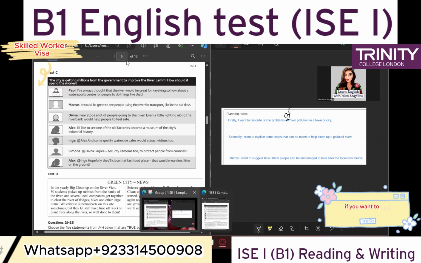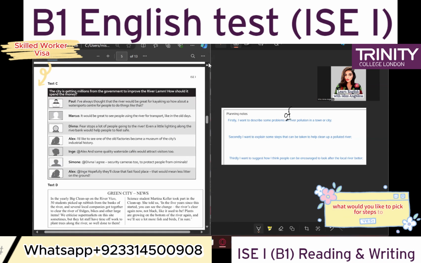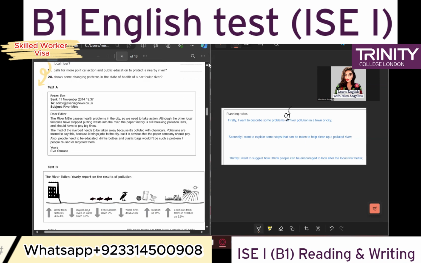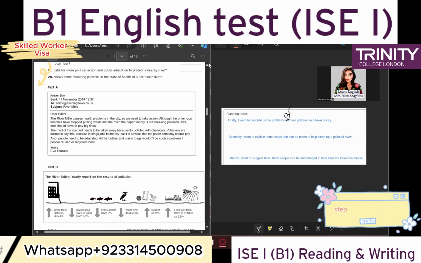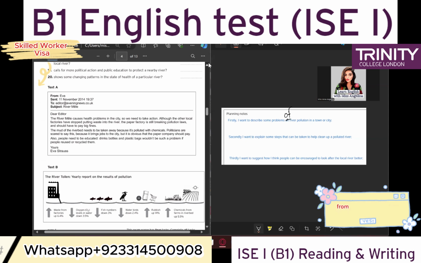Okay, if you want to pick something from text A, what would you like to pick for steps to clear up the river, some steps that can be taken to help? From text A, it causes health problems in the city, so we need to take action.